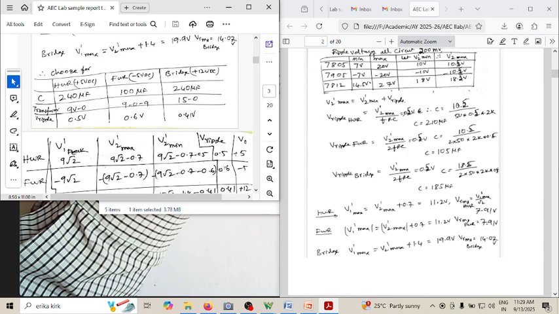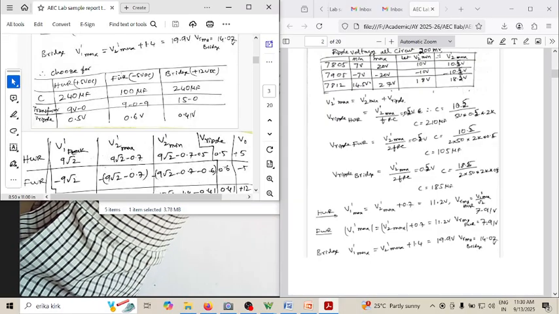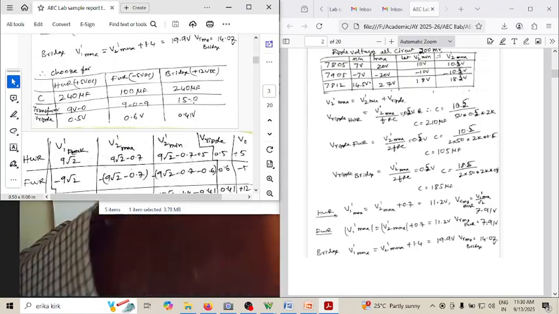The transformer rating you have is 7.91 RMS. You don't have that, so you use 9. Since it is center tap, use 9-0-9. Since you want 14.07, which you don't have, you can use 15, that is 9-0-9 with the two extremes.